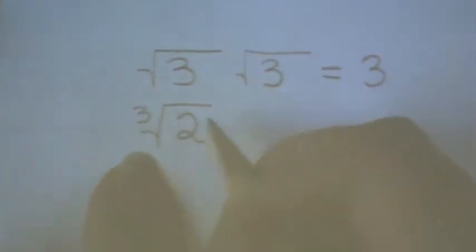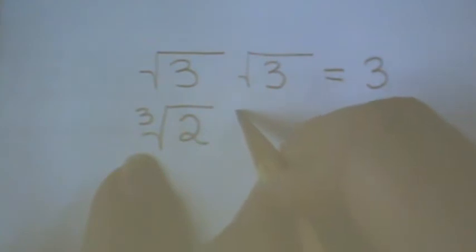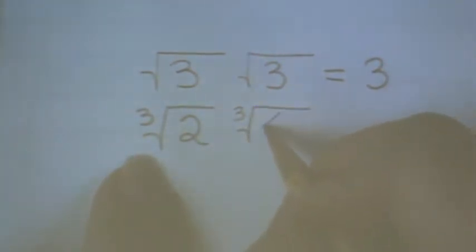What do I need to get rid of the cube root? I don't want a cube root. What do I need? I need the cube root of 2, 4. Right? Because the cube root of 4 is 2.